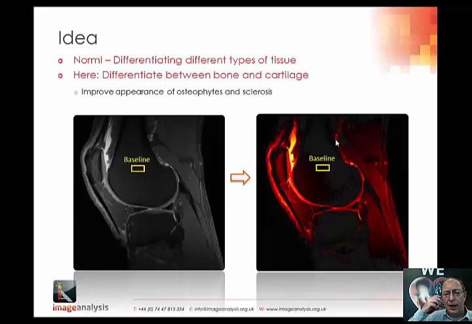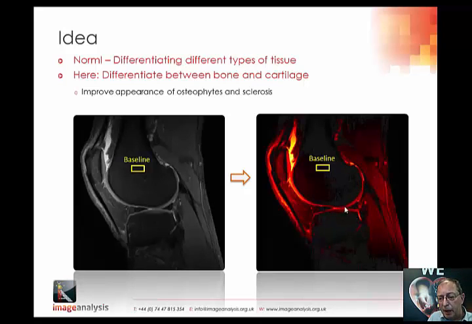So the idea, we call this concept norming, short for normalized intensity, is that we want to differentiate between different types of tissue based upon the signal intensity, but also based upon the relative signal intensities between the different types of tissue, because as we said before, the scaling is arbitrary. So here we're just looking at trying to differentiate between bone and cartilage, and we can see that we've calculated the map, and I'll show you how we calculate the map in a bit.